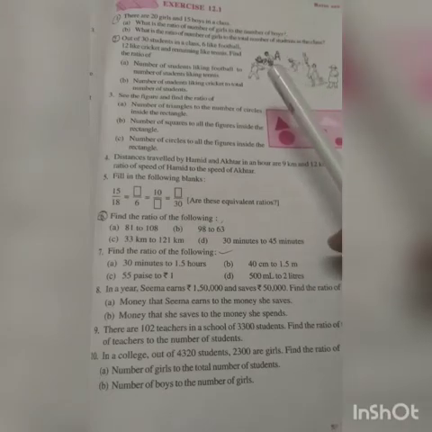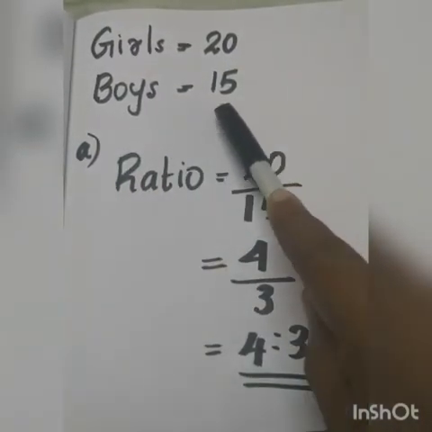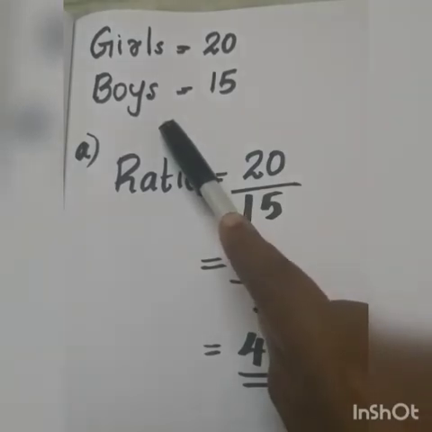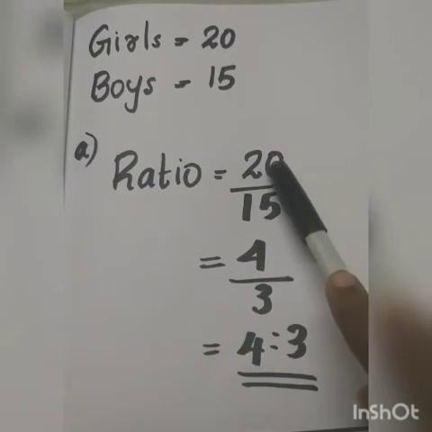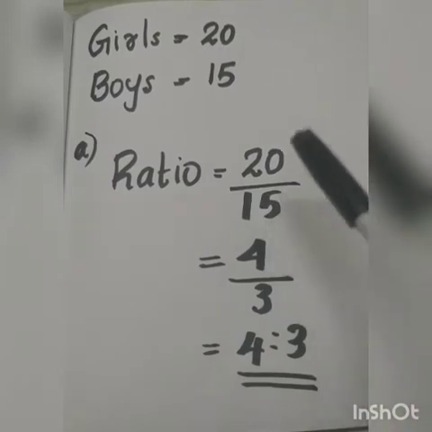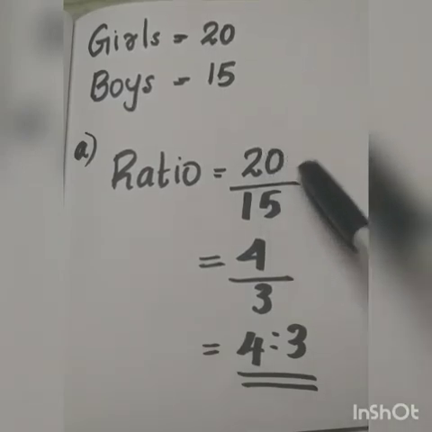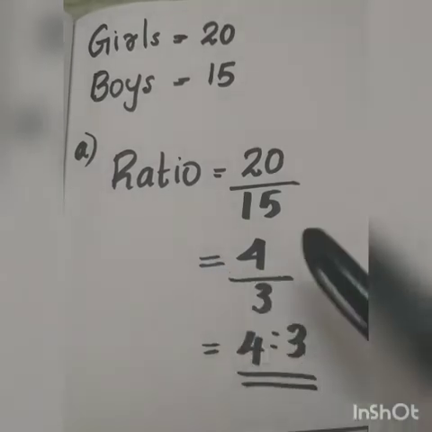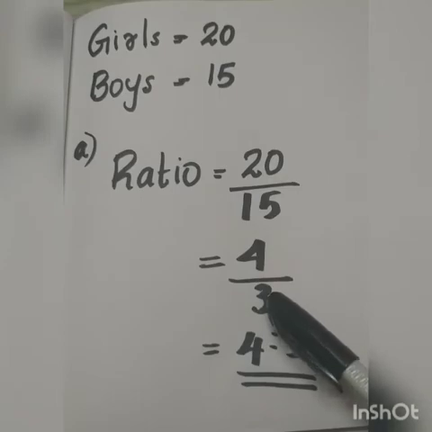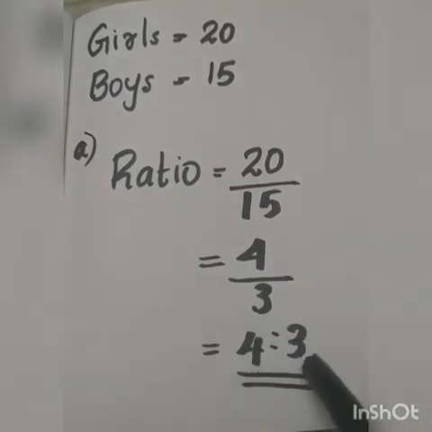So let's see how to solve this problem. Number of girls is given as 20 and number of boys is 15. For the first question, we have to find the ratio of the number of girls to the number of boys. For finding the ratio, first they are asking the number of girls, so first we write the number of girls to the number of boys. So 20 by 15. Now the next step is to make it into simplest form. The common factor in 20 and 15 is 5. Dividing throughout by 5, 20 divided by 5 is 4 and 15 divided by 5 is 3. Now we got 4 by 3, and there are no more common factors between 4 and 3. So the ratio of girls to boys is 4 by 3, or in other words 4:3.